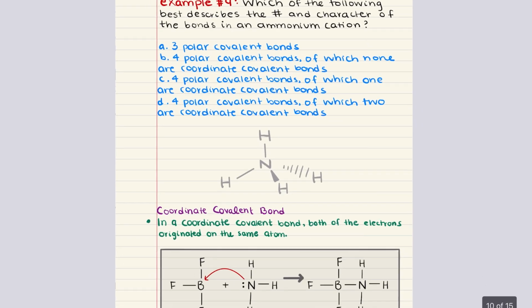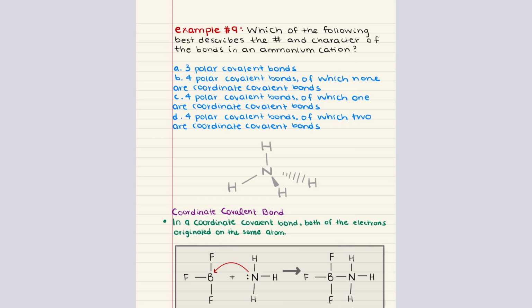Moving on to problem 9. Problem 9 says, which of the following best describes the number and character of the bonds in an ammonium cation? So to determine this, we need to understand the structure and binding in this ion. The ammonium ion, which is NH4+, is derived from ammonia, NH3, by the addition of a proton.